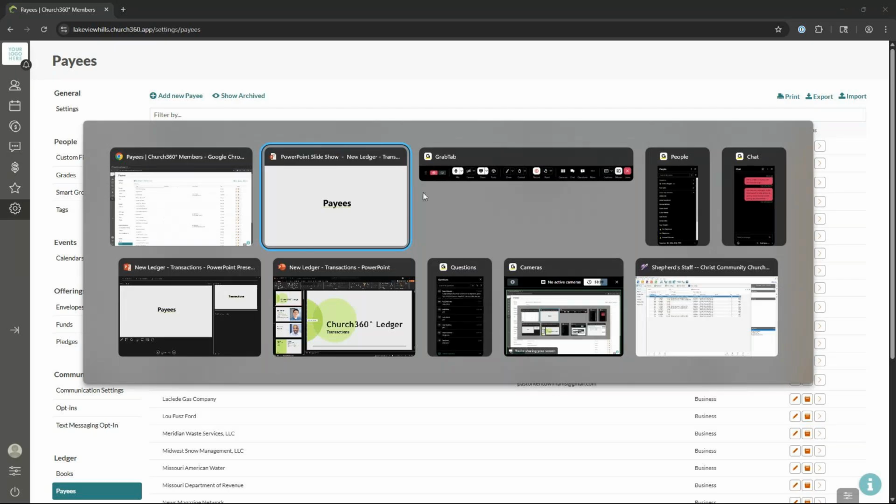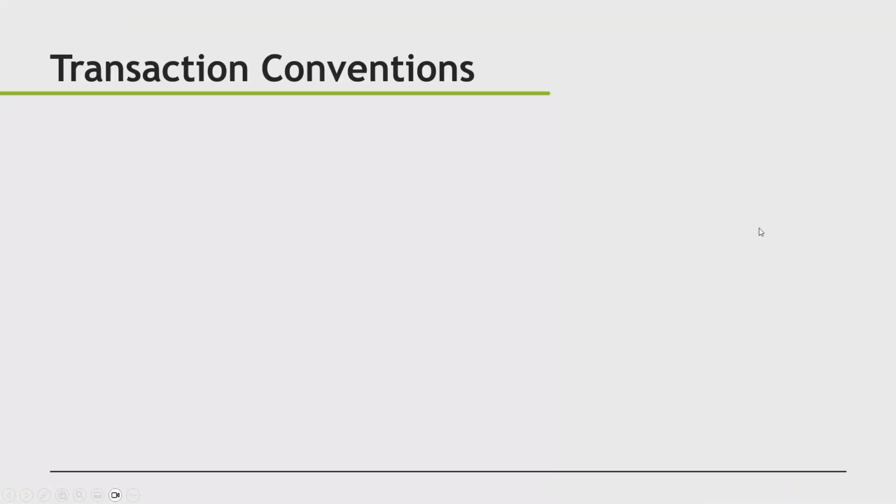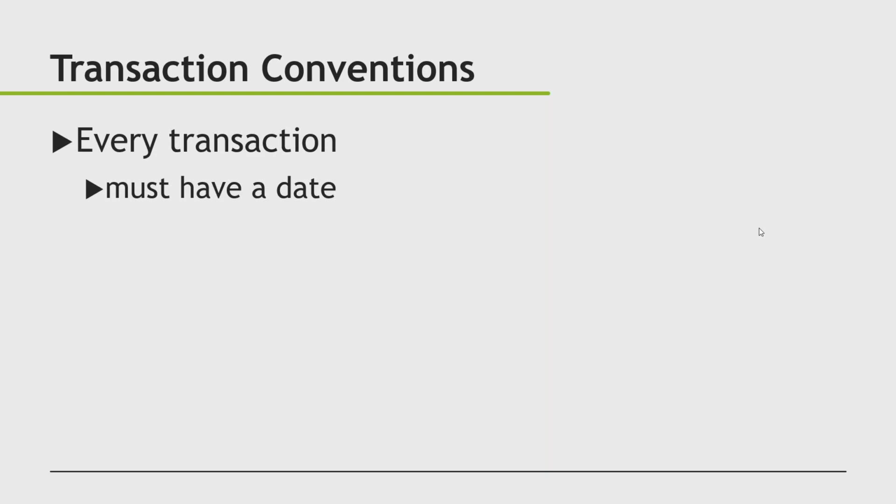Let's go ahead and move on next to talk about transactions and transaction conventions. So again, these are some ground rules about transactions. It's important to know and understand these when it comes to creating transactions here in the system. So what are some rules we need to consider? Well, number one, every transaction has to have a date. Every transaction happened at some time on some date. That's just the way it is. You're not going to have a transaction that doesn't have a date. So you have to have a date on every single transaction.